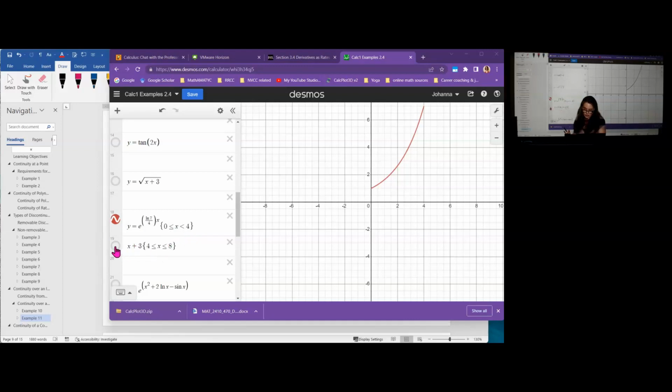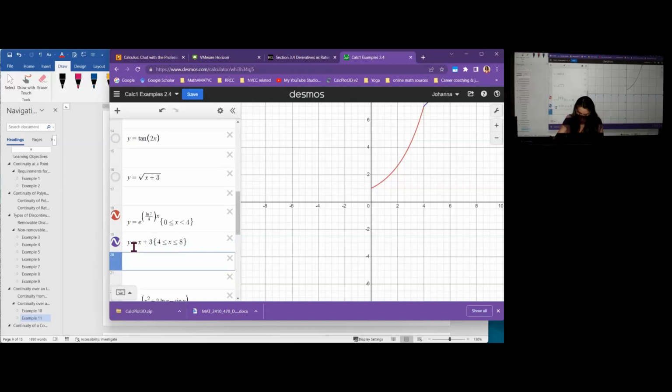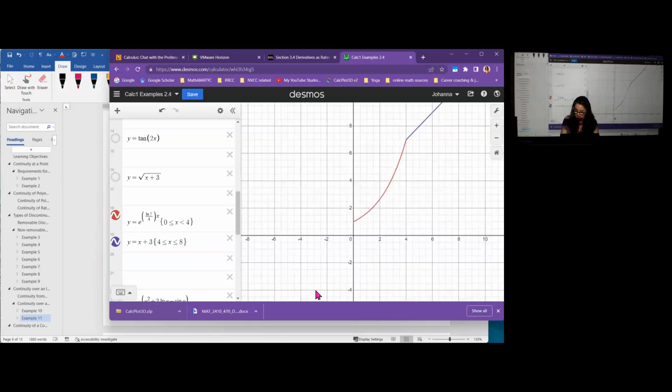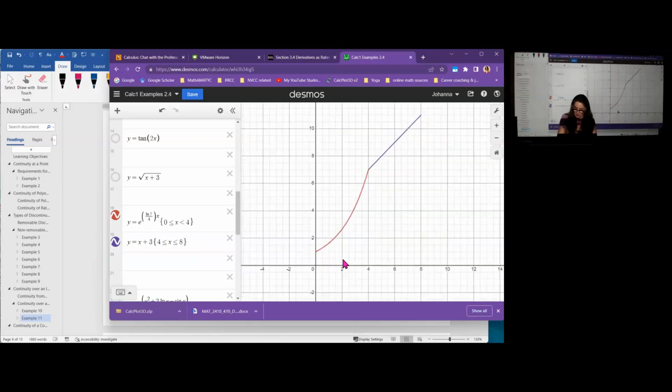Then I want to turn on the graph for the second piece, x plus 3, between 4 and 8. Why is it not coming on? Good question. Okay, I'm not sure about that. It should be coming on. Oh, it's off the graph. That's why. Okay, there we go.